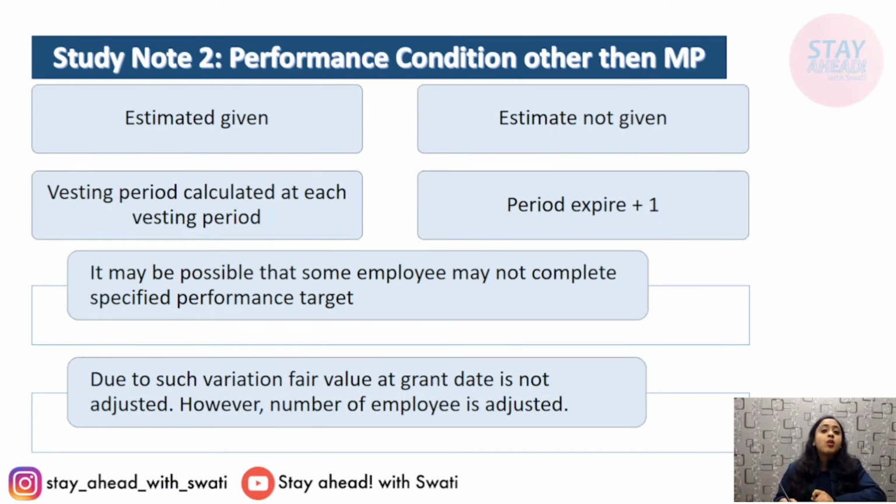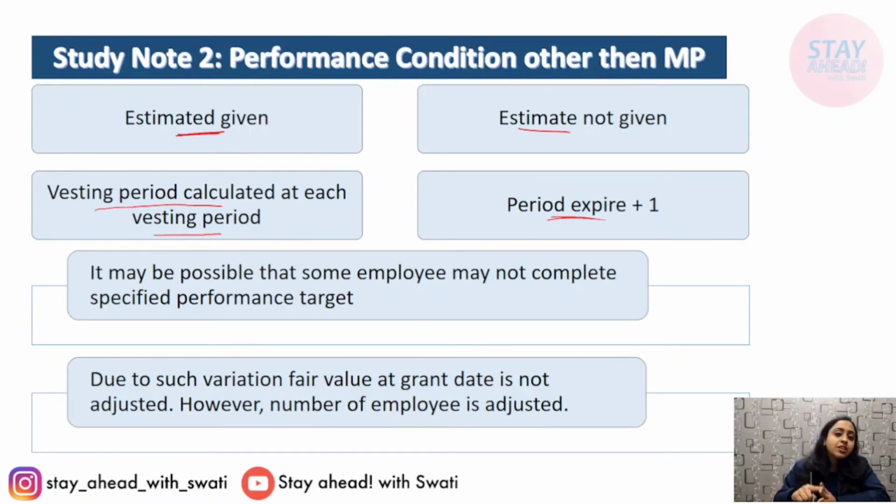Next comes performance condition other than market price. There can be two conditions, either market price or any other condition. Other condition, for example, turnover basis. Estimate given or estimate not given. If the estimate is given, then the vesting period is calculated at each vesting period. Whereas if the estimate is not given, then 1 year ahead will be taken. That period expired plus 1 year. For example, 2 years expired plus 1 year, then 3 years will be taken.